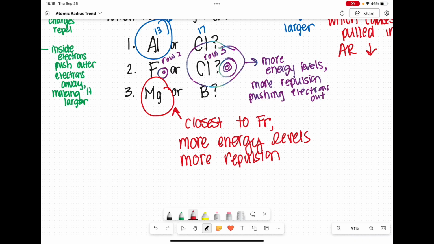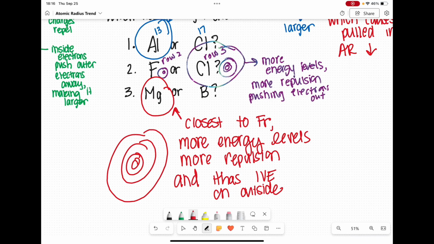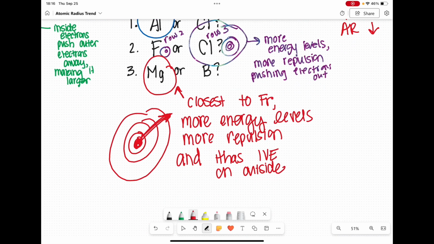So magnesium, it has more energy levels, so there's more repulsion, and it only has one valence electron on the outside. So it's got a lot of, like if this is our center, it's got a lot of things blocking the nucleus from pulling in that valence electron that's on the outside. It also has 2 valence electrons, not one.